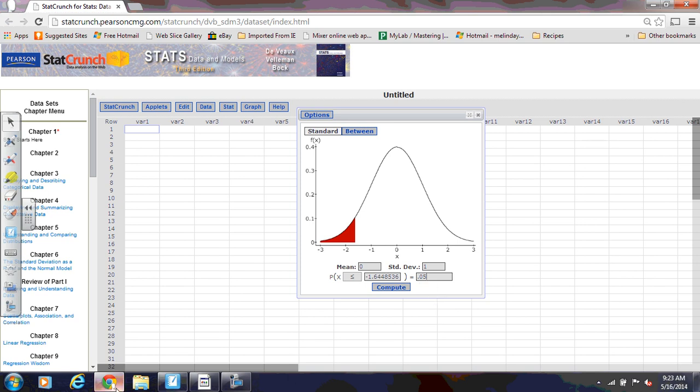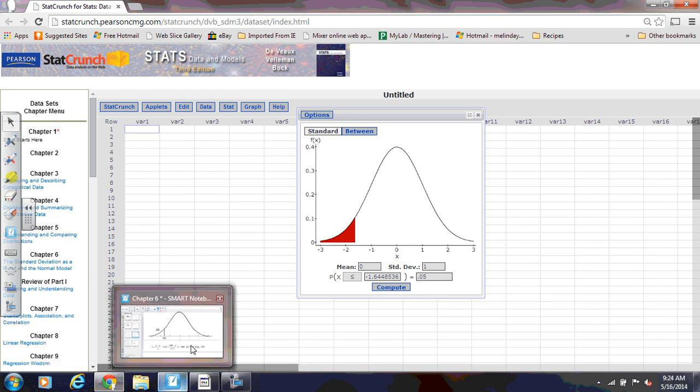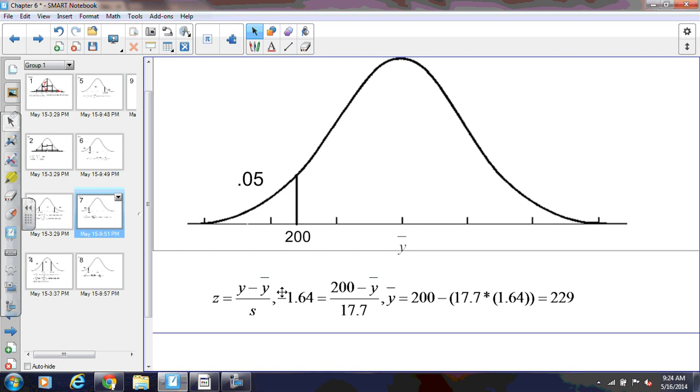So we're going to use that value for z, negative 1.64, equals 200 minus y bar, that's what we're interested in finding, divided by that standard deviation we found in the last problem. When we go through and solve for y bar, we get a new mean of 229. So that's what they should have set as their target goal.